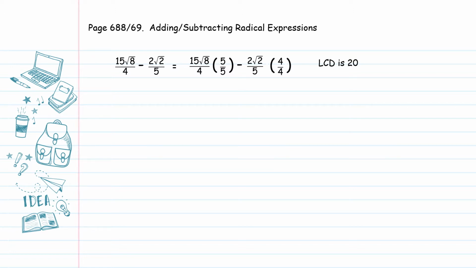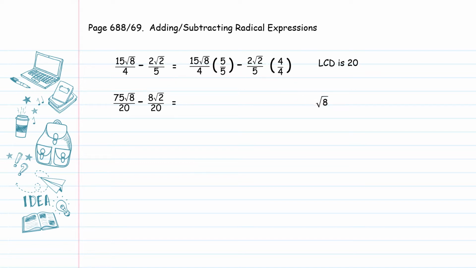We'll just multiply across, numerator to numerator, denominator to denominator, to get 15 times 5 is 75, and you just keep the radical 8 as is with a denominator of 20. Likewise, 2 times 4 is 8, radical 2 over 20.